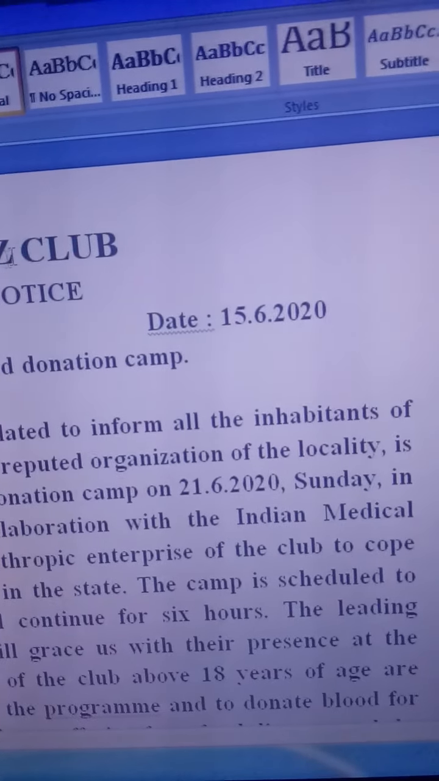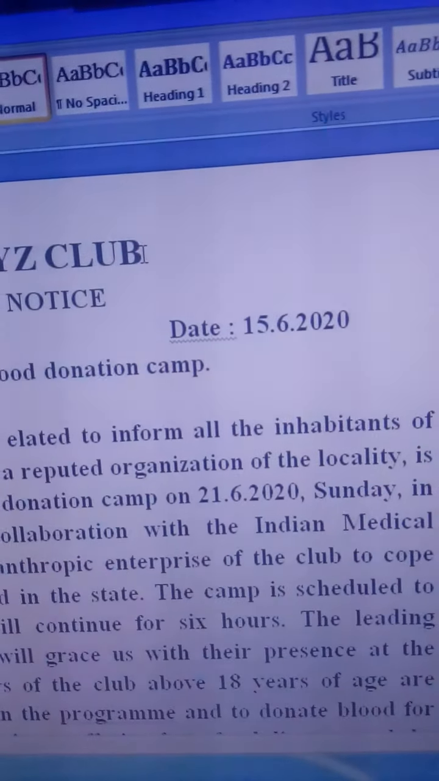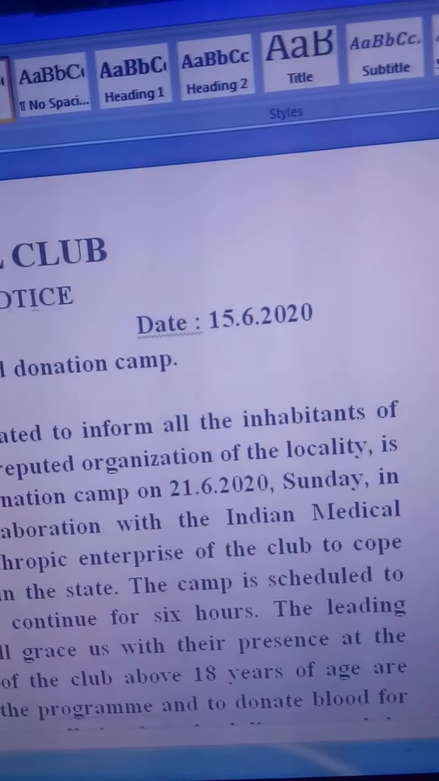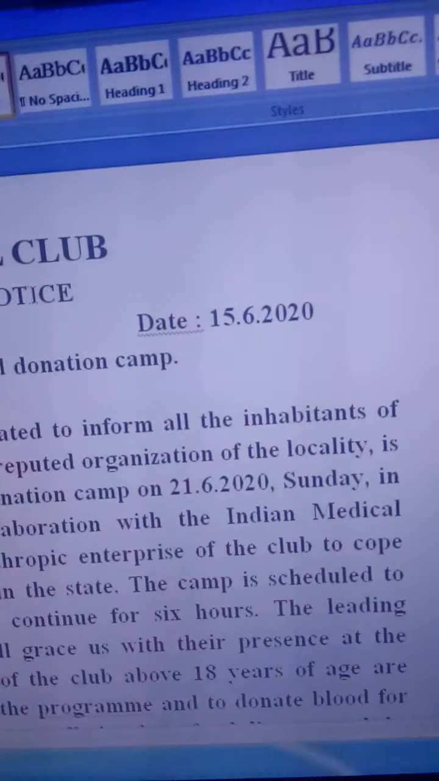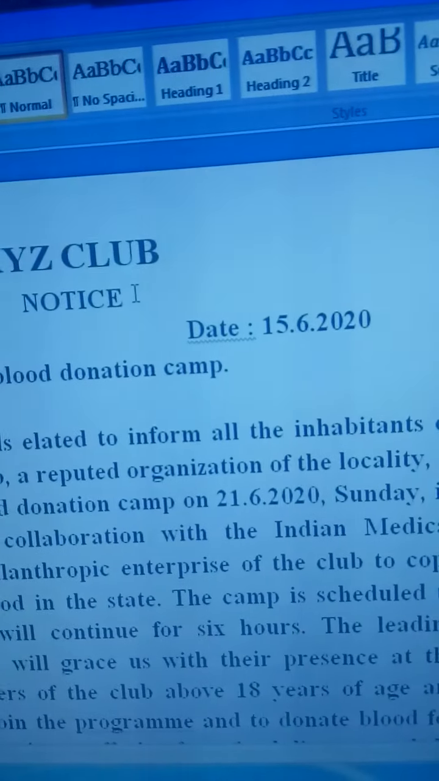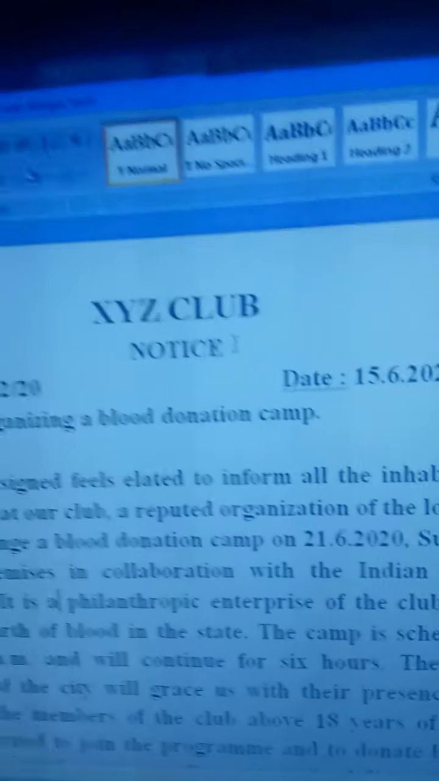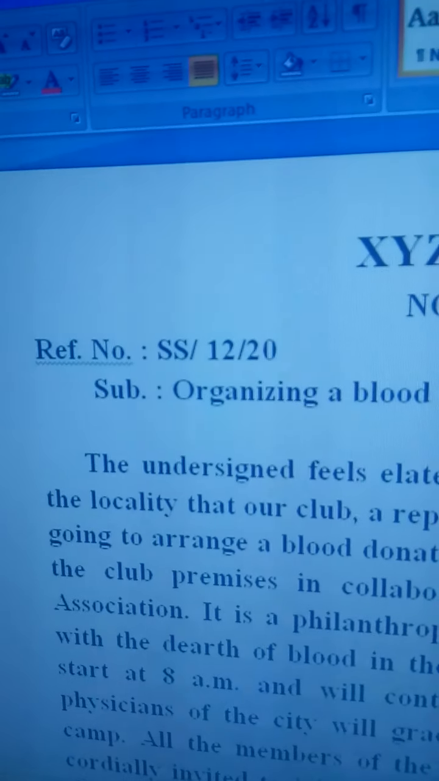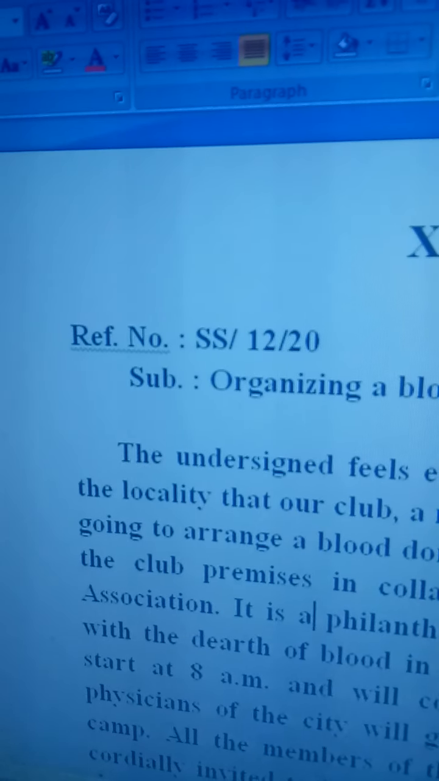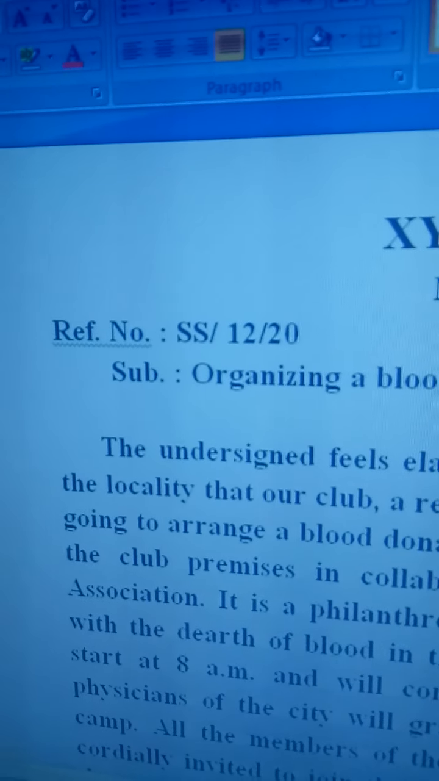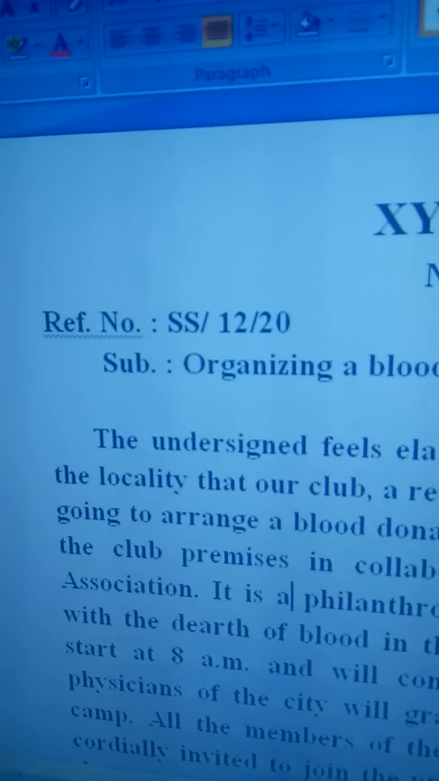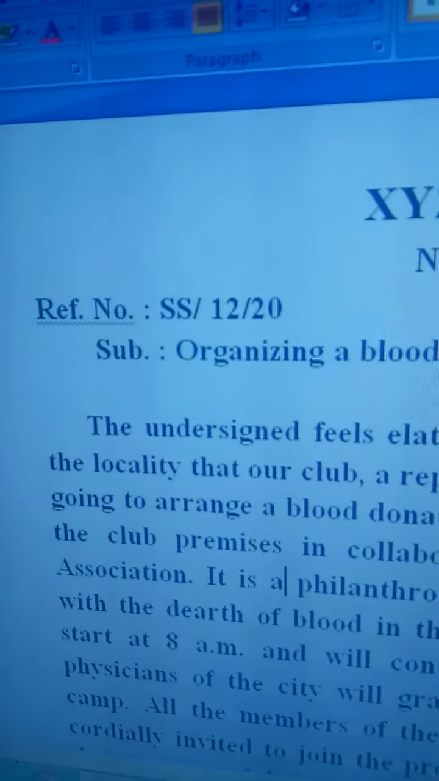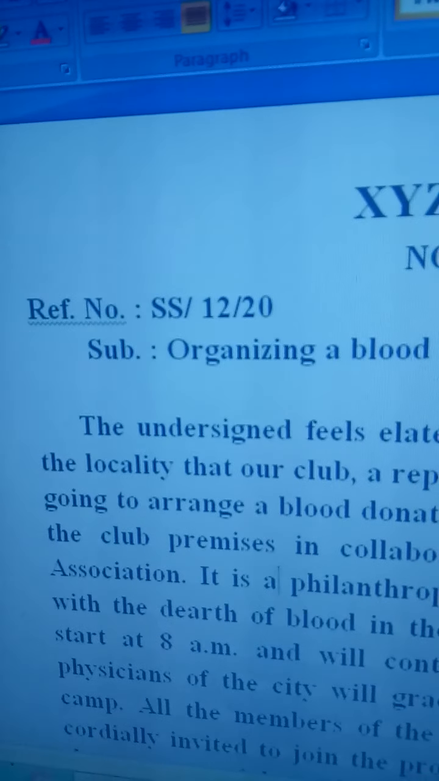The name of the club, XYZ Club, may be in capital or in normal fonts, but the notice must be in capital letters. I have told you on earlier occasions. Now, at the left hand side, you have to write a reference number. A reference number is not a mandatory item, as I told you earlier, but I think some examiners prefer this, and that is why it is safer on your part to write it.